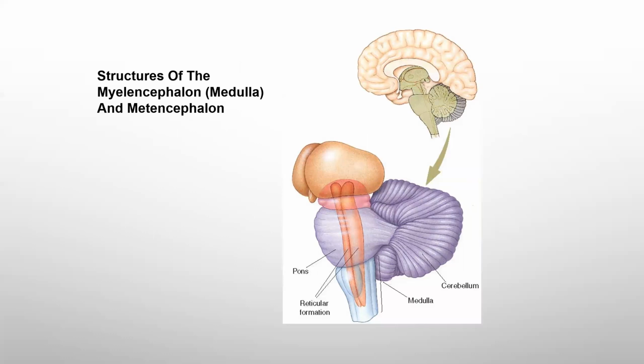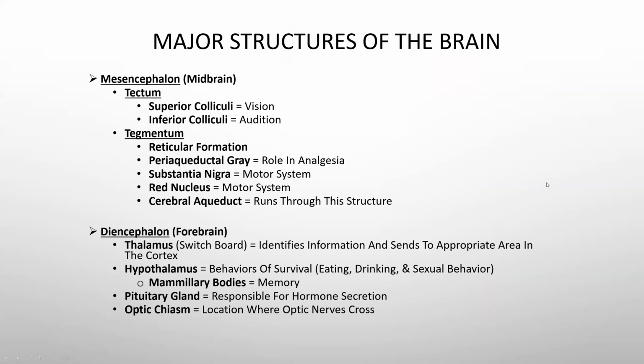So here are structures of the Metencephalon. There you're looking at the medulla, the pons, the reticular formation running through, and you have the cerebellum. So all of these structures are very much dorsal in structures of the brain. So we're starting with the brainstem and working our way up. Okay, so now we're looking at the mesencephalon or midbrain. Two specific areas in the mesencephalon, the tectum and the tegmentum.